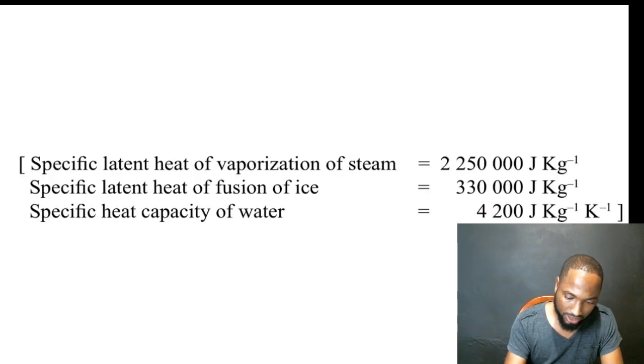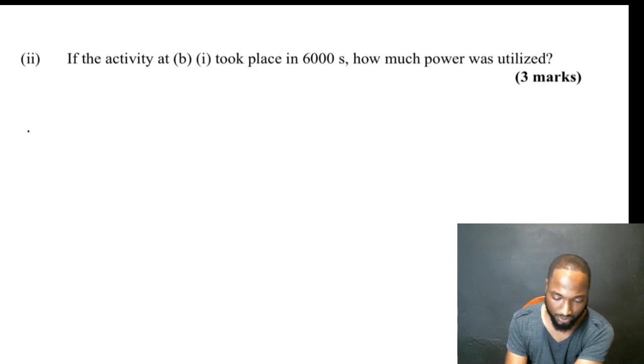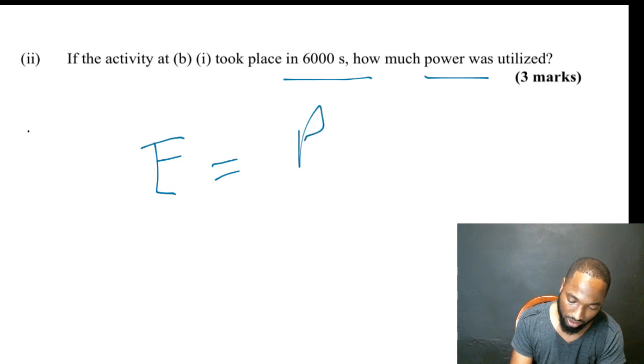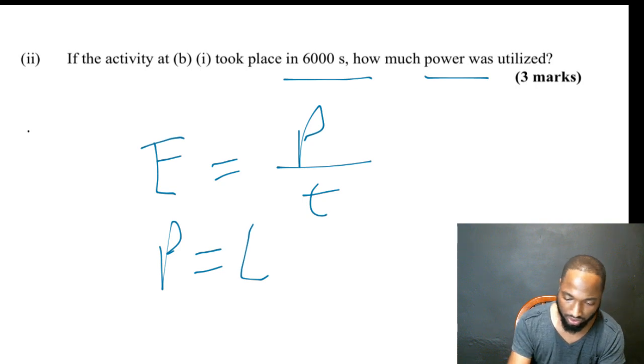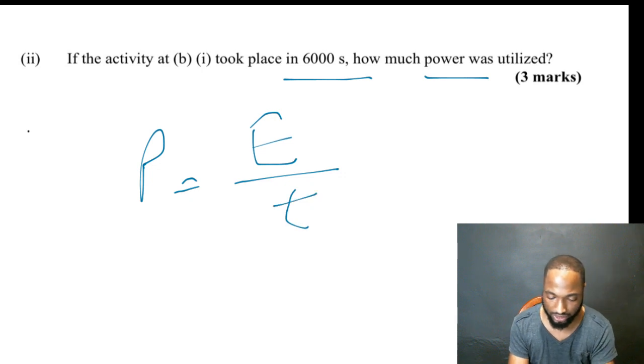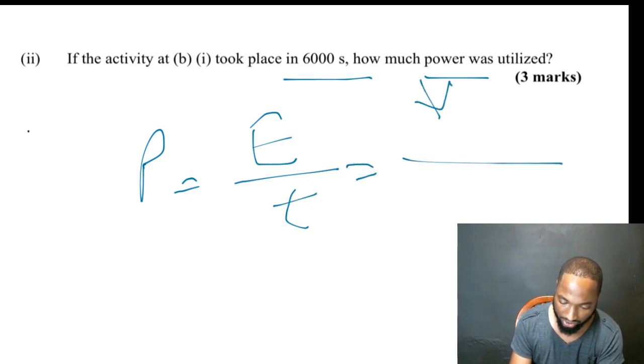And remember I tell you they always like to ask you about power afterwards? This is what was asked. If the activity took place in 6,000 seconds, how much power is utilized? You're using energy transfer, power over time. Power is equal to energy transfer over time, the rate of doing work. So you put your energy that we had here over the time, and that'll be a power in watts.